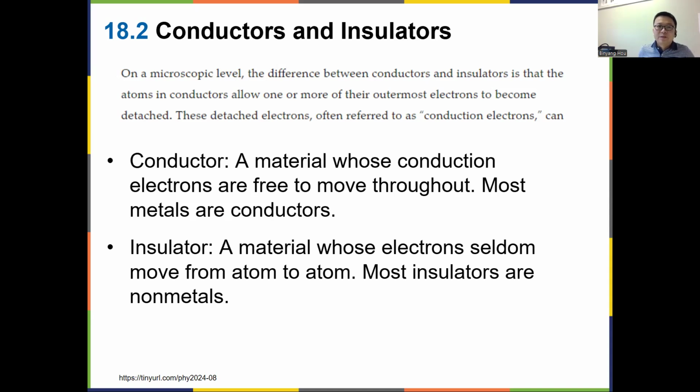But the difference between the two is that conductors can conduct electricity because they have electrons that are free to move about inside the material. Those electrons are called conduction electrons. Now, most metals are conductors. They have free electrons that can move around. Insulators do not have electrons that can move from atom to atom. For insulators, all the electrons are bound closely to the nucleus, so they are not able to move around. So then they are insulators. All right.